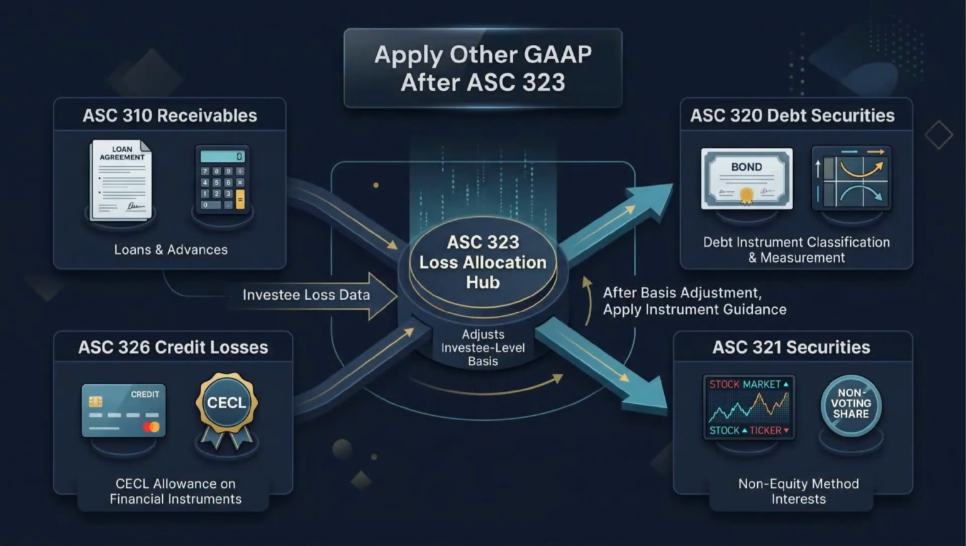ASC 323 loss allocation and other GAAP work together. ASC 323 determines how much of the investee's loss is allocated to each investment layer. After that, the investor applies the relevant standard for each instrument, such as ASC 310 for receivables, ASC 320 for debt securities, ASC 321 for certain equity securities, and ASC 326 for credit losses. The sequence is important. First, adjust the basis through ASC 323 loss allocation, then apply the instrument specific measurement and impairment rules to the adjusted basis.